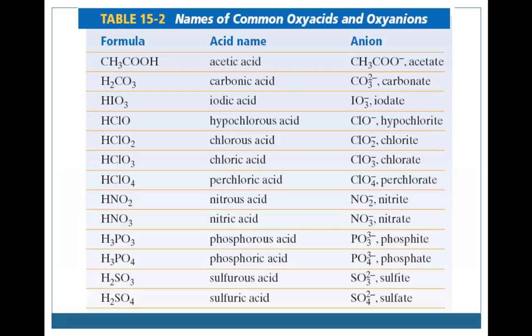And here's a list of all of the oxyacids and the anion name that they come from. But again, they're not formed by taking, for example, chlorate and adding a hydrogen and boom, you've got chloric acid. It's more about water reacting with a non-metal oxide.